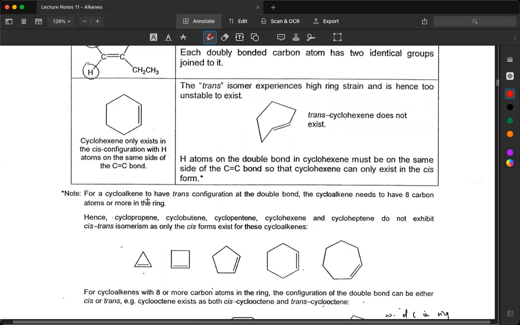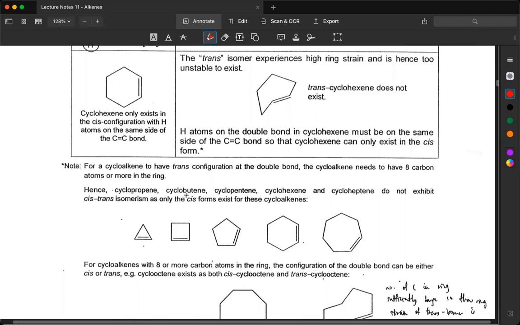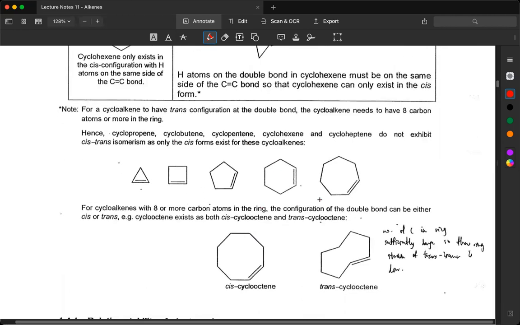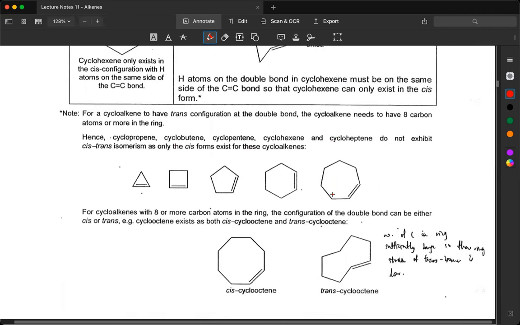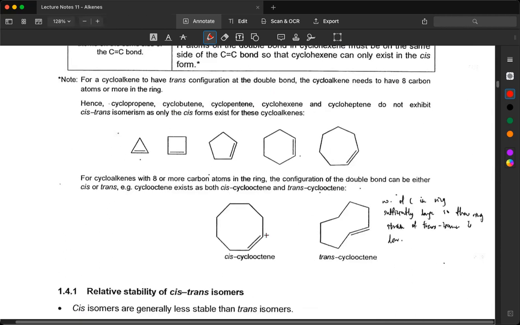For a cycloalkene to have a trans configuration, it needs to have 8 or more carbon atoms. So cyclobutene, cyclopentene, cyclohexene, and cycloheptene do not exhibit cis-trans isomerism, because only the cis form exists. If there were a trans form, it would not be stable due to the high ring strain. In the case of cyclooctene, the number of carbons in the ring is sufficiently large to ensure no ring strain, or little ring strain rather.